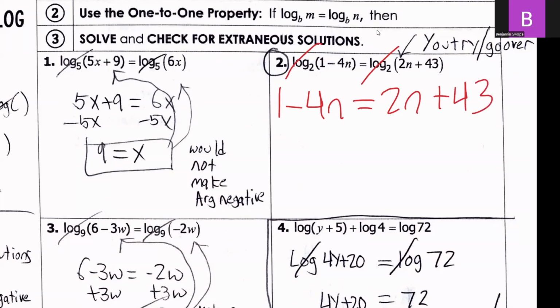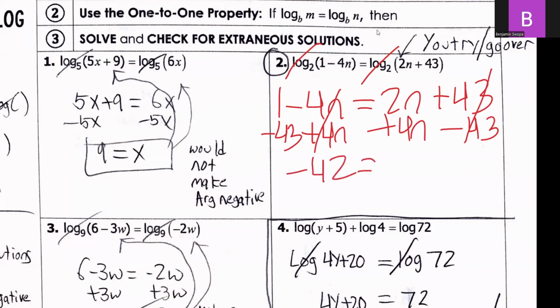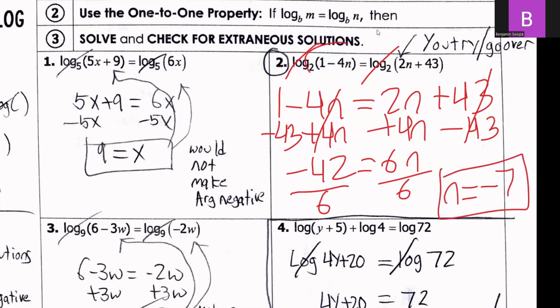Depending on your equation skills, feel free to do a couple steps at a time. Like I would probably add the n's to the right just to avoid a negative. I would subtract the 43. You could do this in kind of one swoop if you want, because then I would get negative 42 equals 6n. Divide this, I would get negative 7. So that's my answer. Like I said, I should check if it's extraneous.